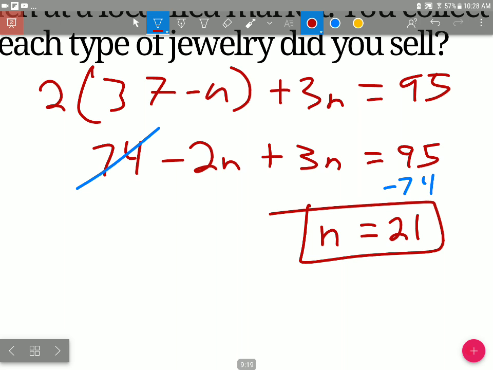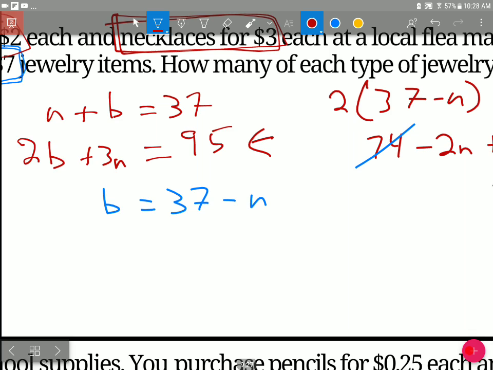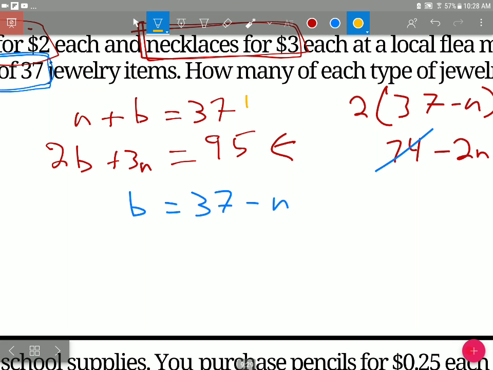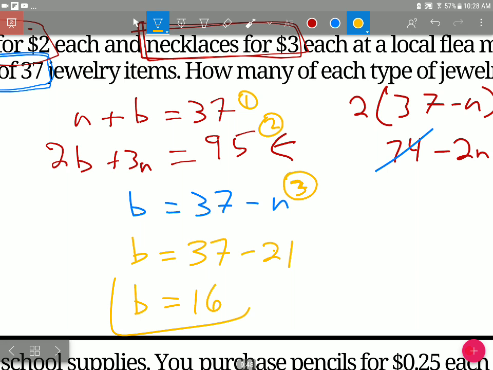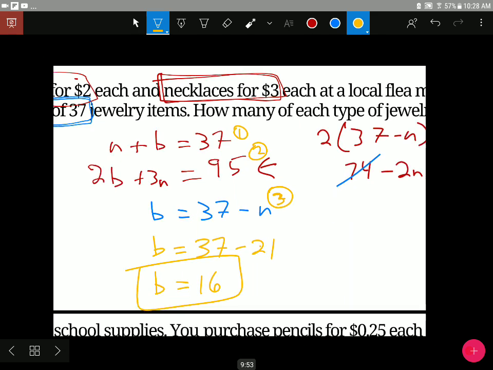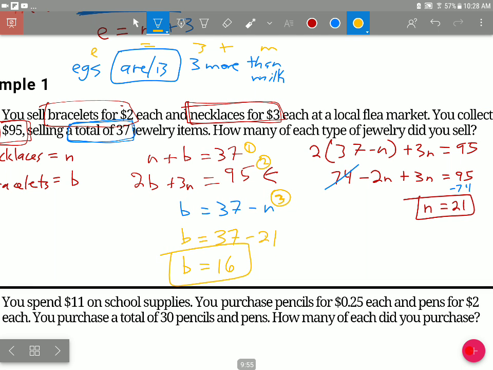So you have how many necklaces? 21 necklaces. Cool? You take that and plug it into the first equation. Okay, so no, hold up. We got the first one. We got the second one. Hey, we could also use this one, where B is already solved for, right? So you just go, what's 37 minus 21? It's what, 26? Oh, no, 16? Is that right? Yeah. Cool. And I'll zoom out so you can see the whole thing.